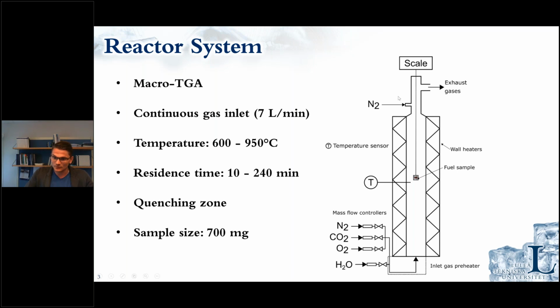And we have a quenching zone in the upper area here where we can purge with nitrogen to make sure that we don't have any additional reactions. And the sample size is 700 milligrams. So this is what we want to model with the approach.